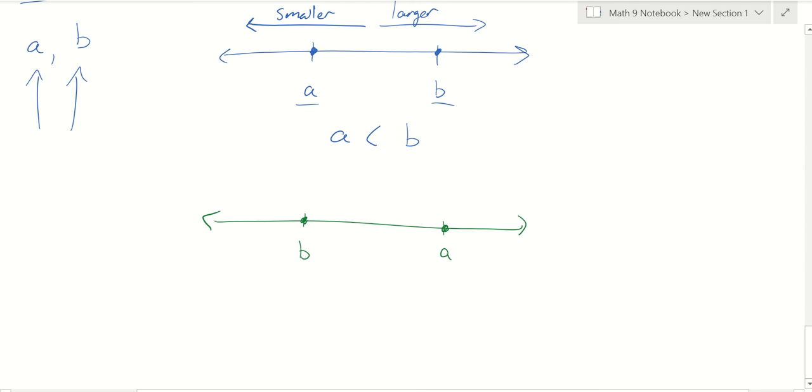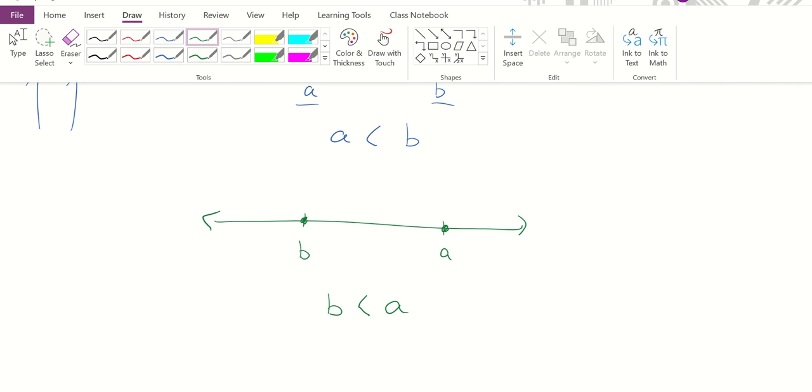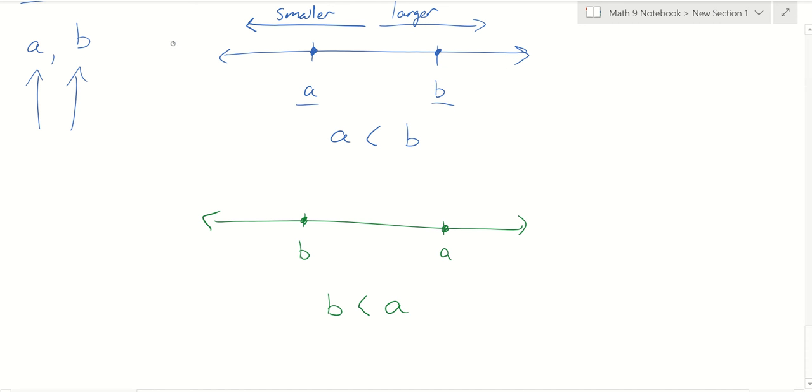But we can state something about these two numbers if this is how they're presented on a number line. We can say that in this particular case, b is smaller. B is smaller than a. Right? We can say that for sure. And I should note, in each of these cases, you could represent this relationship in two ways.